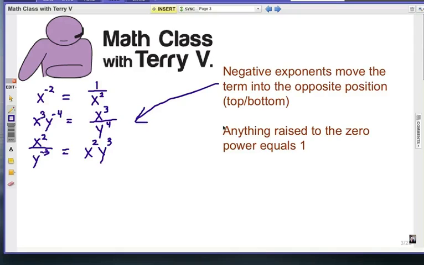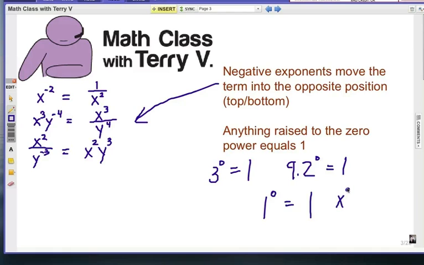Okay, anything raised to the 0 power equals 1. Well, 3 to the 0 power, that equals 1. 9.2 to the 0 power, that equals 1. And 1 to the 0 power equals 1. How about x to the 0 power? Yep, that equals 1. So anything raised to the 0 power is 1.